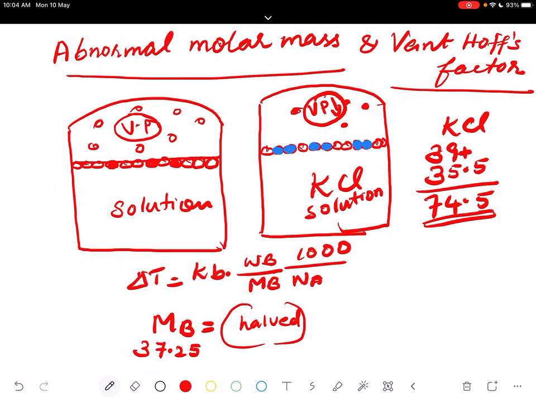We didn't know what happened. We got a shock. We expected 74.5. But when we did the experiment using WB and WA and the KB of water, we got a shock that it got halved. Why? Because the surface area covered doubled, the vapor pressure halved, and delta TB doubled. The delta TB we got experimentally we applied in this equation, and we got 37.25 in the case of KCl. So the molar mass we calculated is halved.